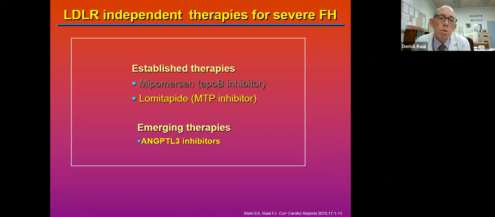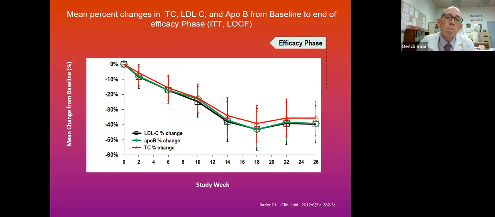Then just lastly, what about drugs that are independent of the LDL receptor? There was a previous drug called mipomersen, but that's no longer available. I'm just going to speak briefly about lomitapide, which is not available in our country, and then the remarkable new therapy, which is called ANGPTL3 inhibition. So lomitapide is a drug called a microsomal triglyceride transfer protein inhibitor. So that prevents the formation of lipid particles within the liver. So if you don't make VLDL, you can't make LDL. So it is pretty effective.